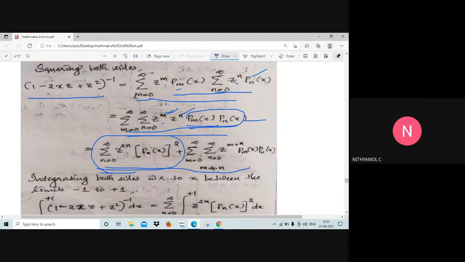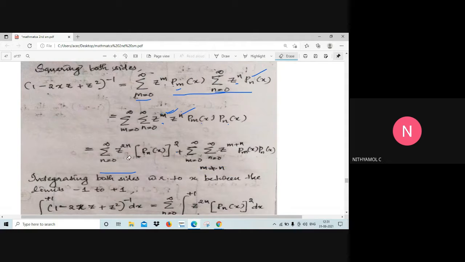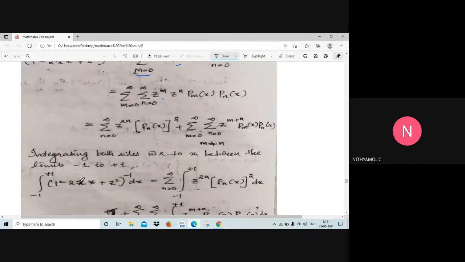Then if m is equal to n, it is pn of x and pn of x, that is pn of x square. Now the second term is plus, the second term is for m not equal to n. For m not equal to n, we have two summations, m equal to 0 to infinity, n equal to 0 to infinity, z raised to m plus n, because m is not equal to n, and pm x and pn x. Now integrating both sides with respect to x, between the limits -1 to +1.